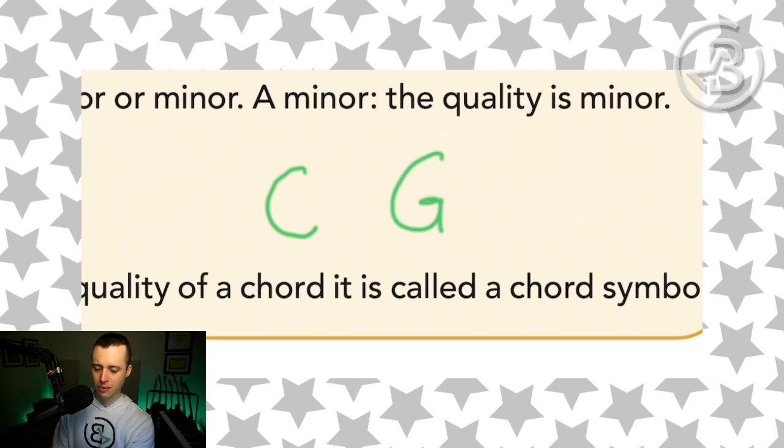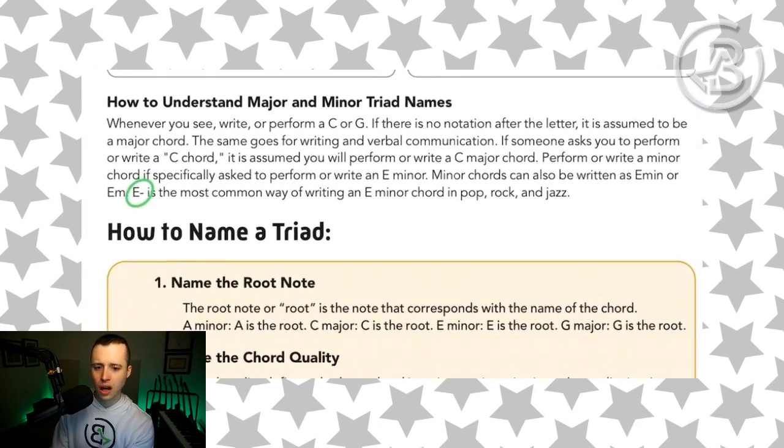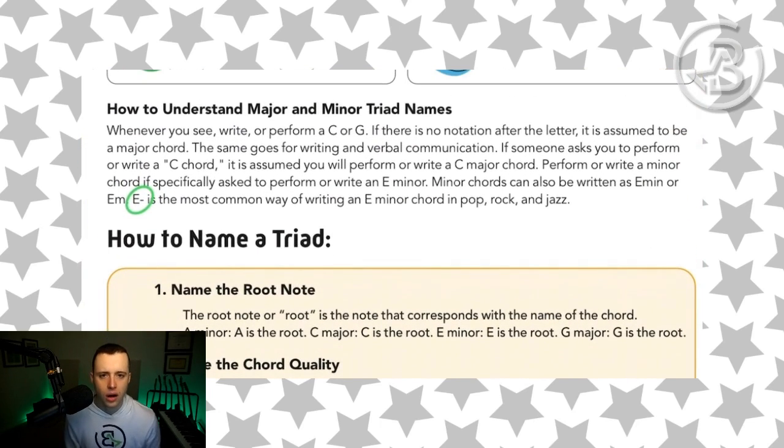The chord symbol for A minor is A and a minus sign. The chord symbol for E minor is E and a minus sign. That's it. So whenever we have a minor chord, we're going to show the quality of it being minor just by writing a little minus sign after the musical alphabet letter that is the root of the chord. So let's understand a little bit more about these chord names.